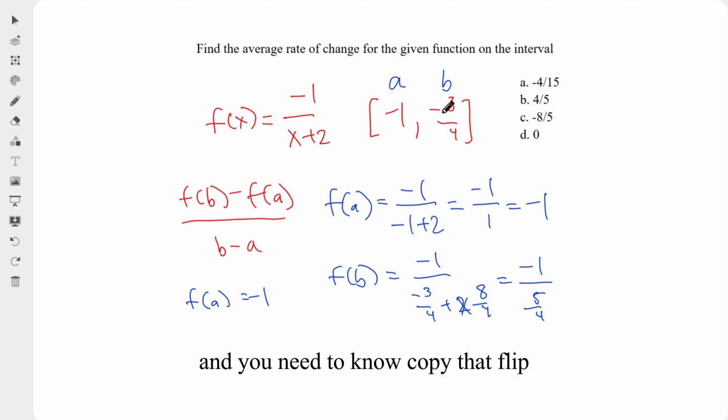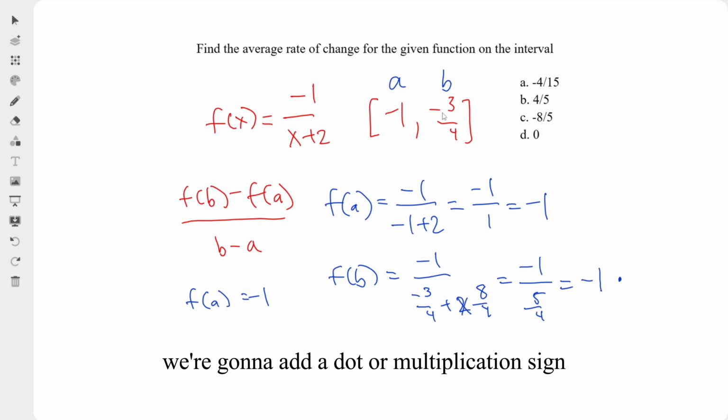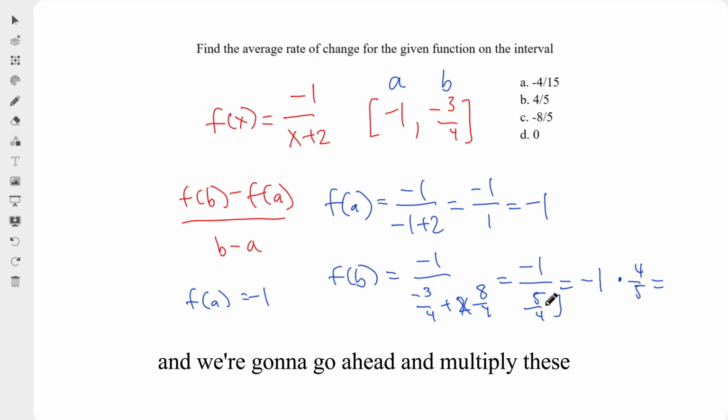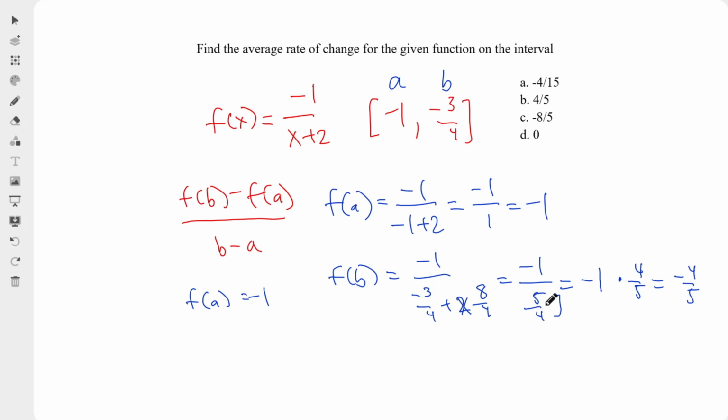And you need to know copy dot flip. So you're going to save this first number here, which is -1. We're going to add a dot or a multiplication sign, and we're going to flip this fraction, this 5/4, into a 4/5. And we're going to go ahead and multiply these, and we'll get -4/5. So our f of b is -4/5.